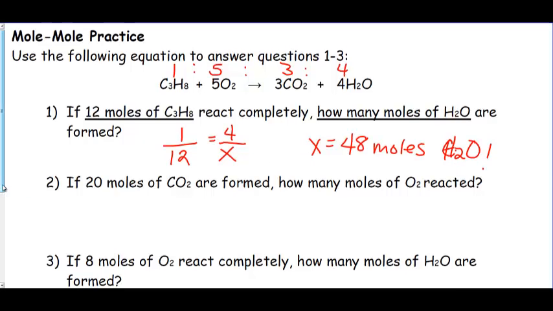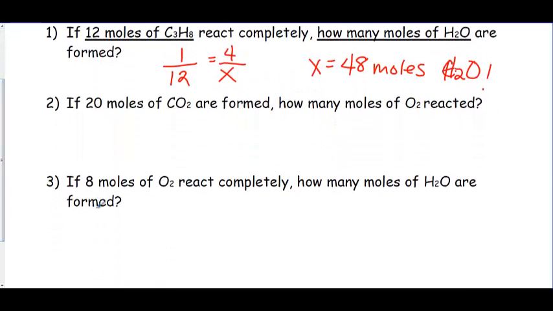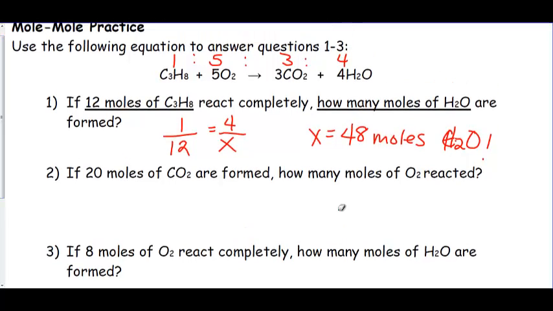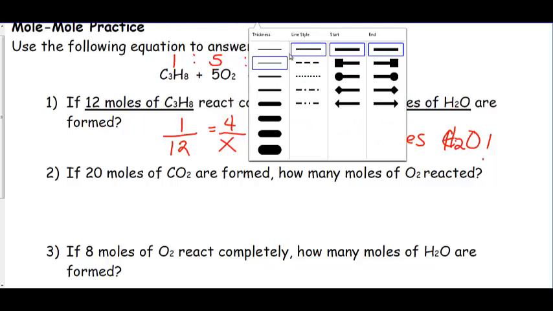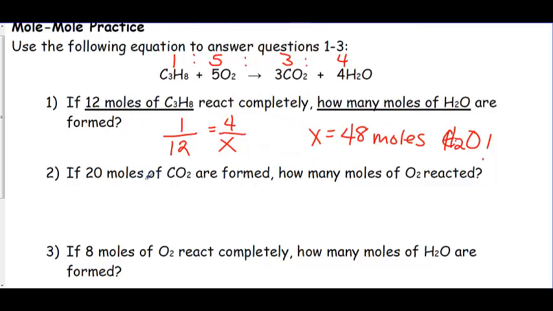Next question says, if 20 moles of CO2 are formed, then how many moles of O2 are reacted? So I'm going to scroll up a little bit, look at our proportion. We want to know how many moles of O2 are reacted to form that many moles. So then we'll set up our proportions that way. And I just have to fix my pen here really quick. Okay, so let's look. We have 20 moles of CO2. And let's look for CO2 here. And the ratio or the proportion is 3 for that.